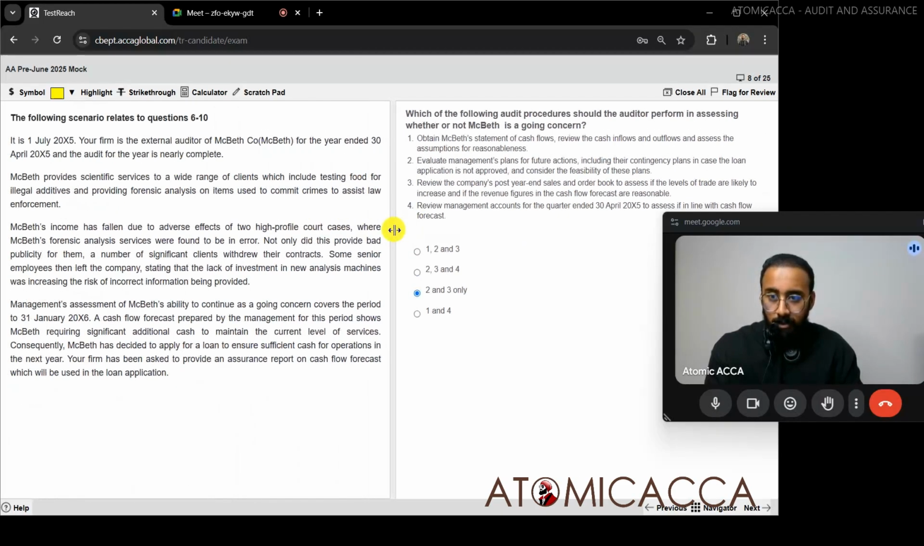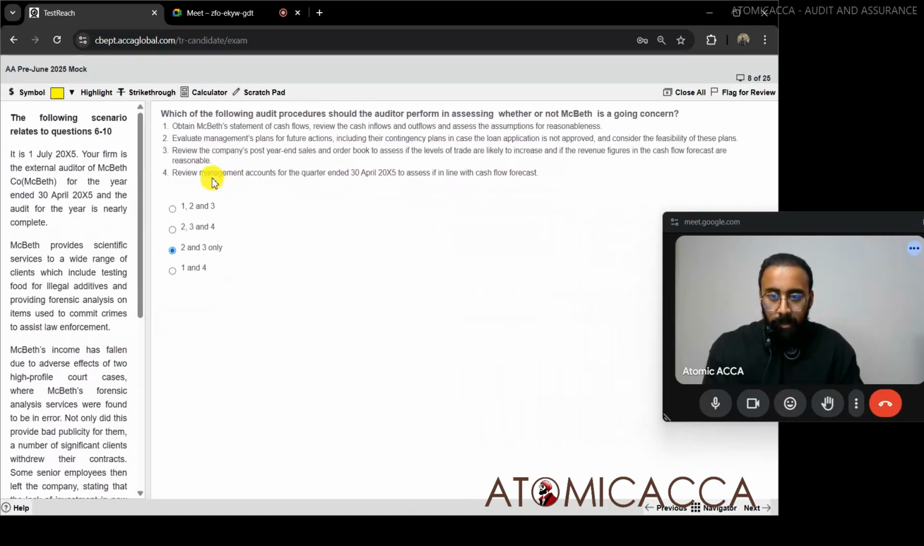What was the year ending for our question? For the year ended 30th April X5. They are asking review the management accounts for the quarter ended 30th April X5. That means again you're looking at past information. 30th April X5 finished already. You have to look for future information to see if going concern is going to be met or not. I mean, going concern situations are there or not. So since this is also about past information, option 4 is out. So by default, option 2 and 3 becomes the right answer.